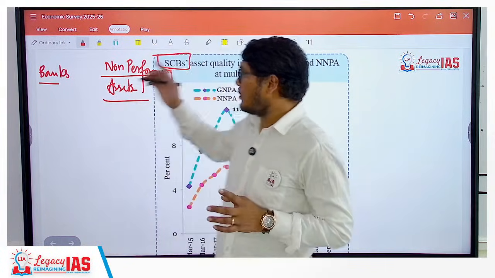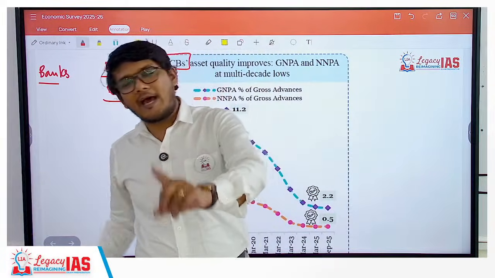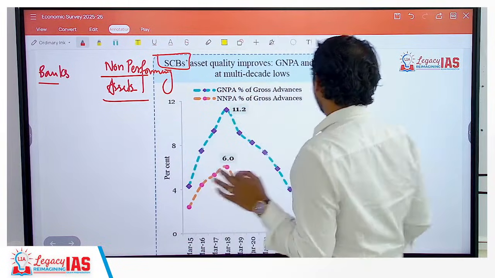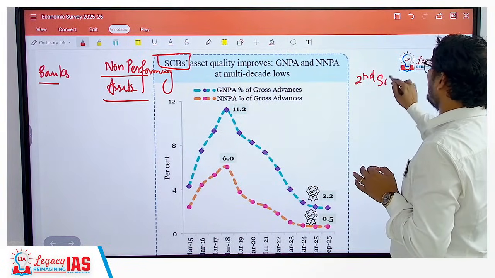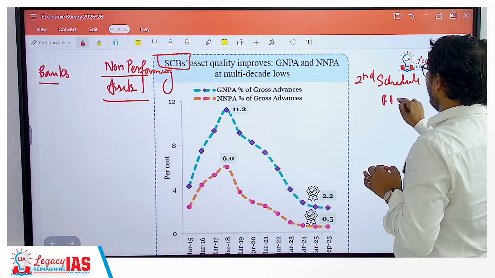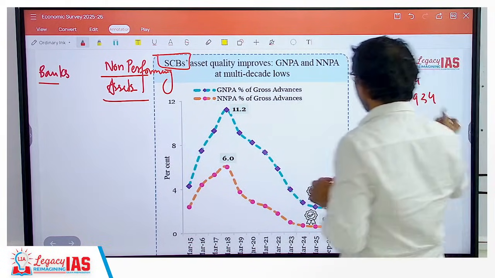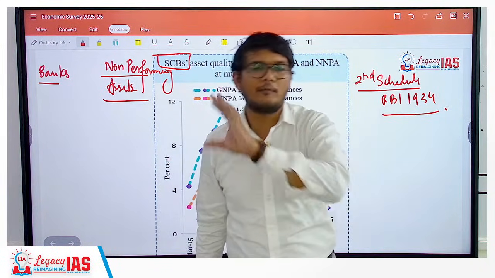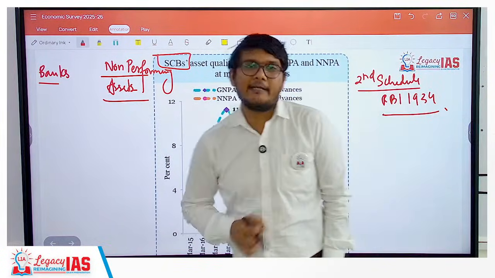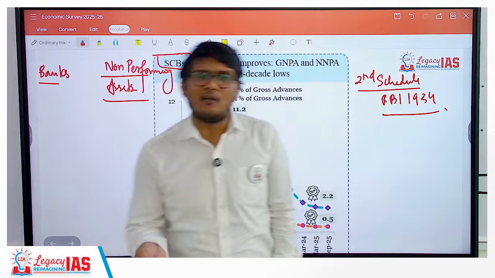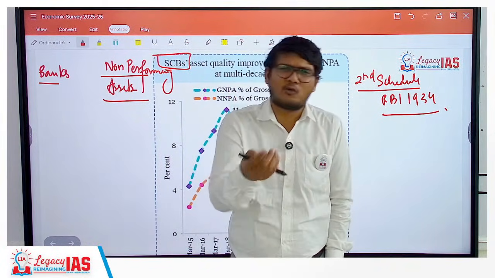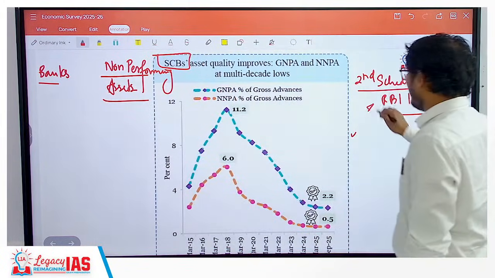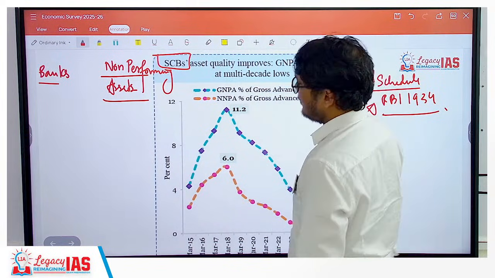Now, why do we call some of the banks scheduled commercial banks? Because they are mentioned in the schedule of the RBI Act of 1934. To be specific, they are mentioned in the second schedule of the RBI Act of 1934. Now, why are they mentioned in the schedule? Because they are banks of high significance. They have high market capitalization. There are other banks which are non-scheduled commercial banks. They are small in nature, so it is not that significant. So they are not mentioned in the schedule. These are significant banks. That is why they are mentioned in the schedule of the RBI Act of 1934.